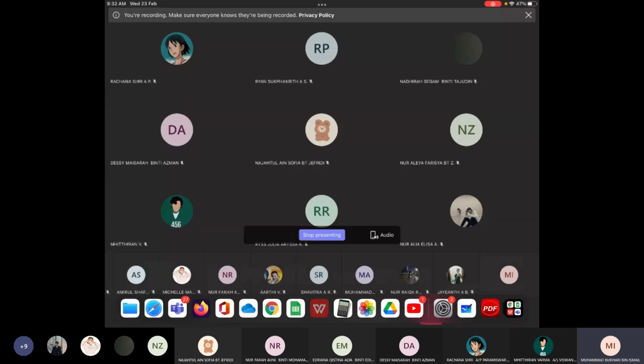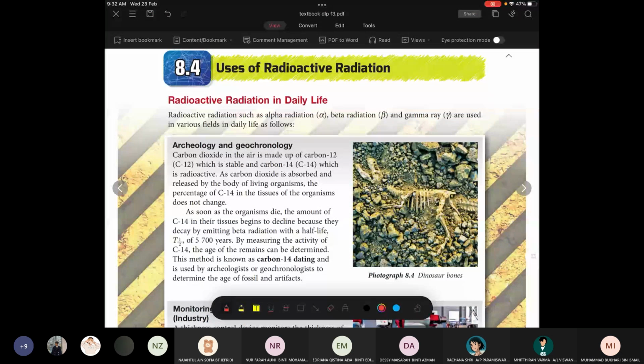Okay, the next one, 8.4. Uses of radioactive radiation. Radioactive radiation in daily life.